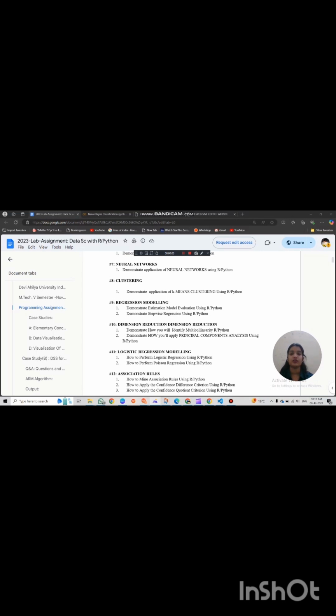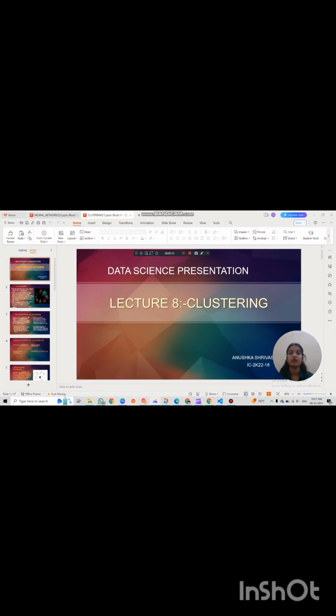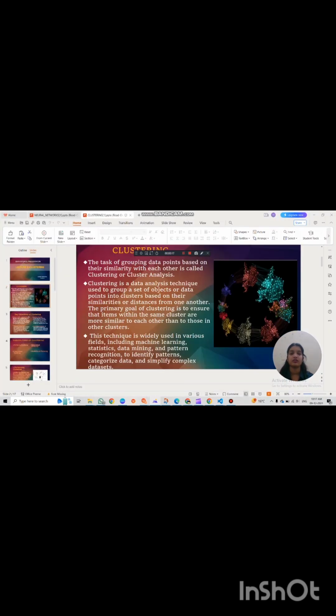So let's see what are the topics that we are going to discuss today. Today we are starting clustering. So what do we mean by clustering? The task of grouping data points based on their similarities with each other is called clustering or cluster analysis.